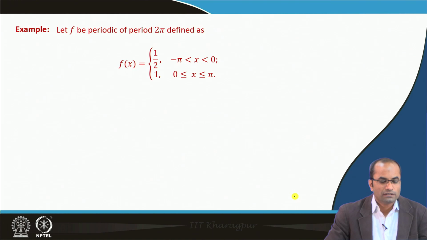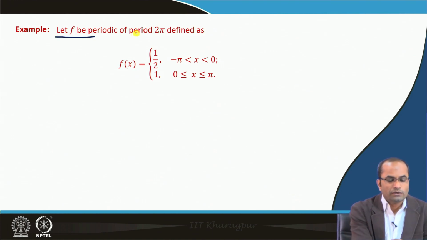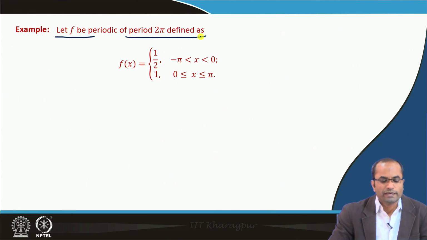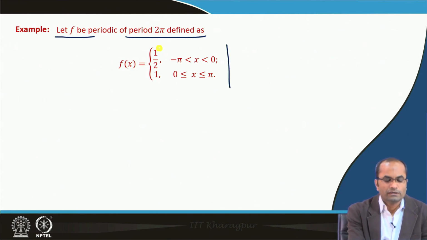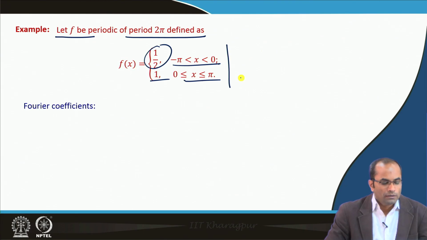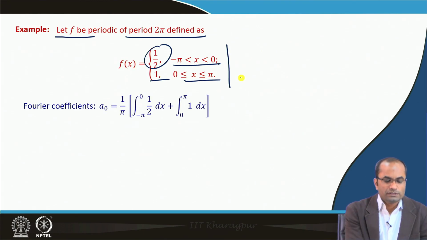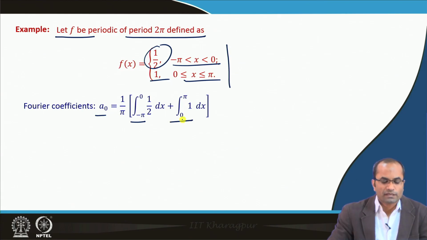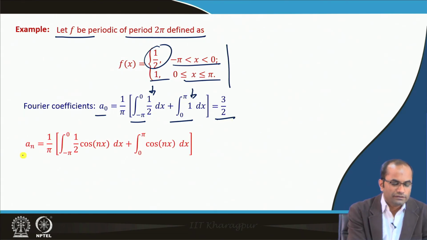Okay, so this is the last example we will discuss here. Let f be a periodic function with period 2 pi and defined in this way: half from minus pi to 0, and then 1 from 0 to pi. So, for its Fourier coefficients, if we compute first a naught, from minus pi to 0 and 0 to pi, with respective values half and then 1 there, we can get 3 by 2.